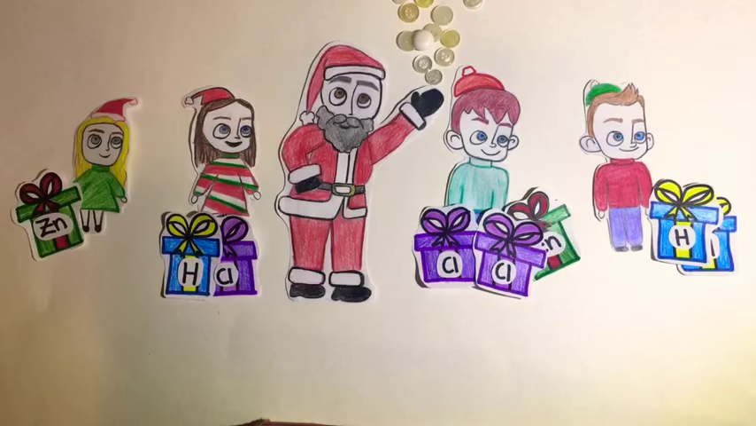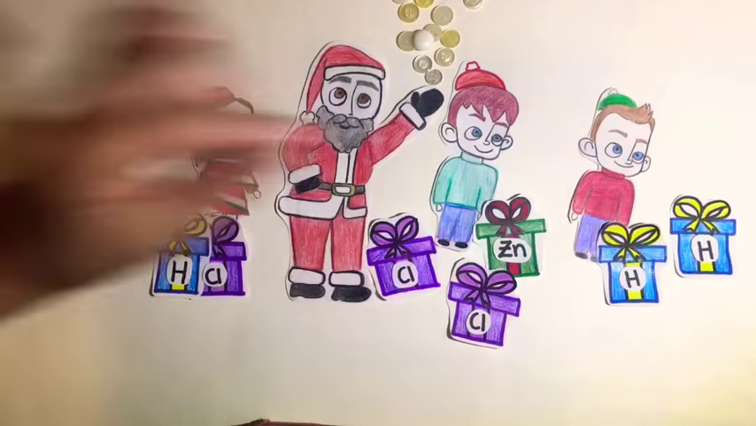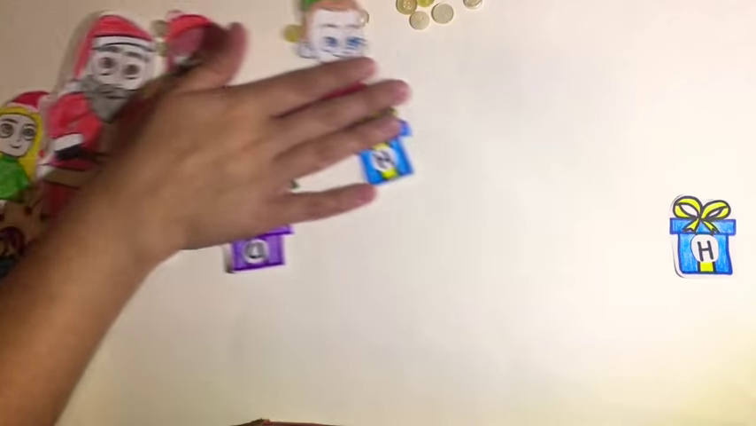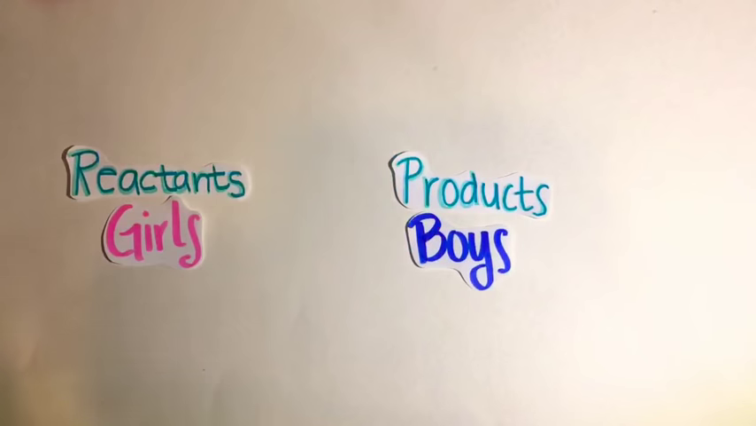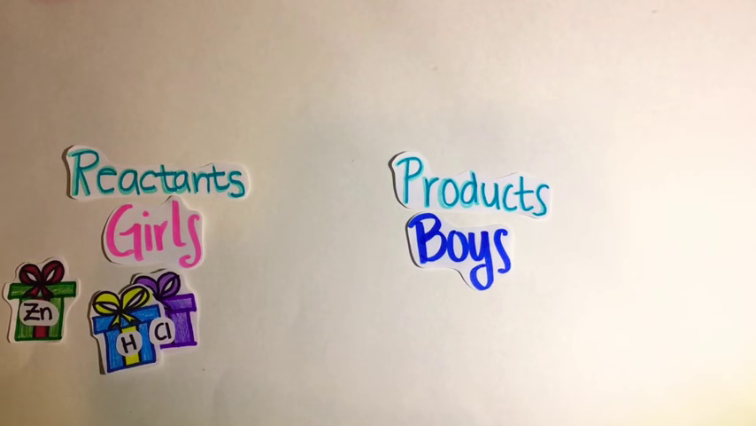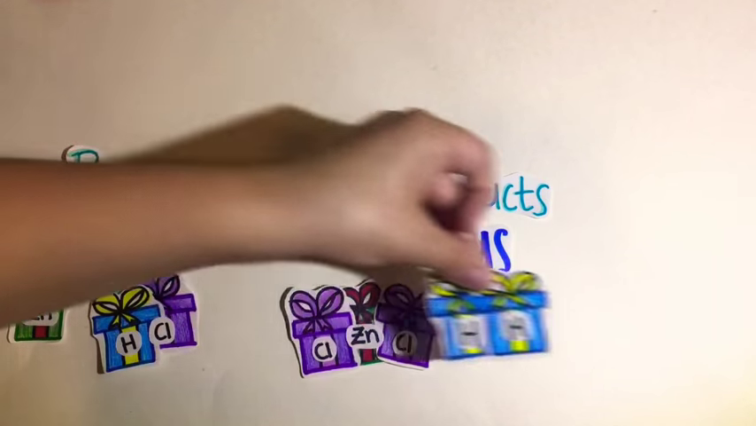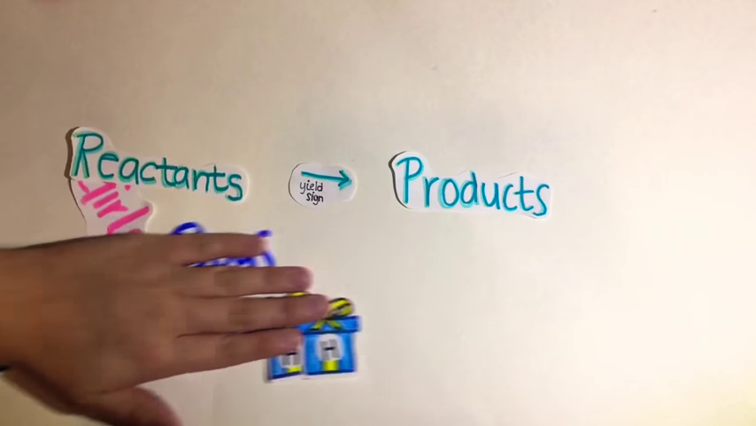Santa appeared. Why do the girls not have the same number of presents as the boys? Santa explained that the reactants represent the girls' presents, while the products represent the boys' presents. The girls' presents were zinc and hydrochloric acid, while the boys' presents were zinc chloride and hydrogen gas. When the reactants yield the products, it is represented with the yield sign.